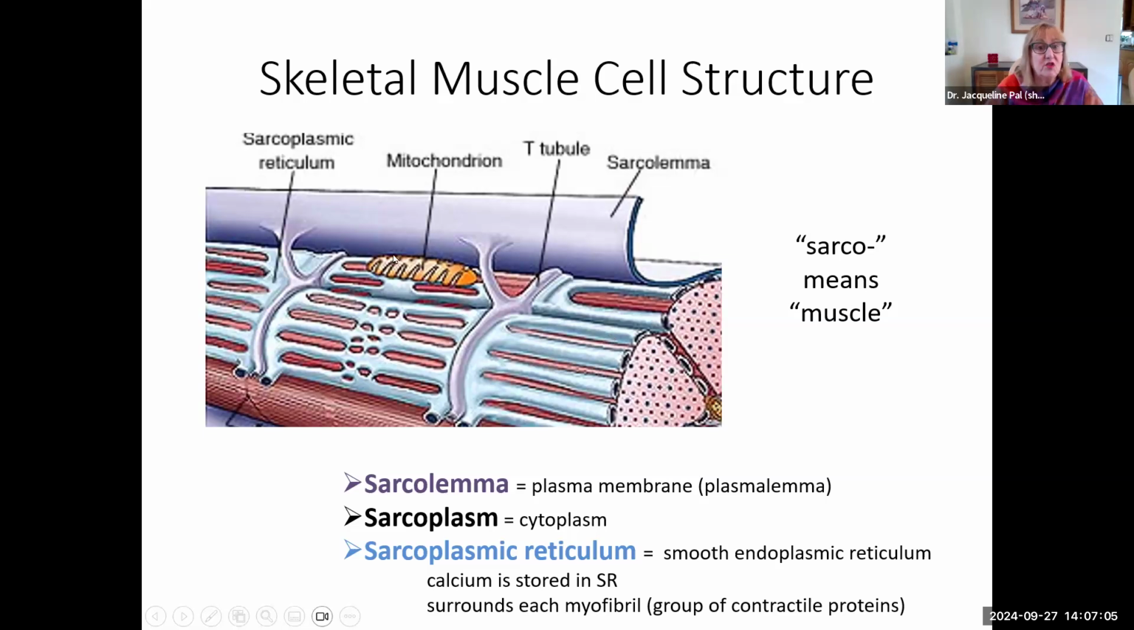Then we have mitochondria. We're going to have lots of mitochondria in skeletal muscle because we need lots of ATP for that muscle to contract. Then this blue thing that looks like an old school radiator, that is the sarcoplasmic reticulum. This is showing the cut edge of it. You can see it's going all the way around these structures right here with this pale pink and those little dark red and blue dots. These are going to be those contractile proteins we will be learning about shortly.